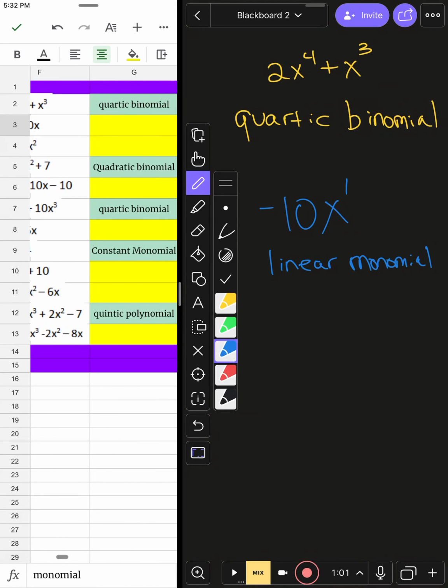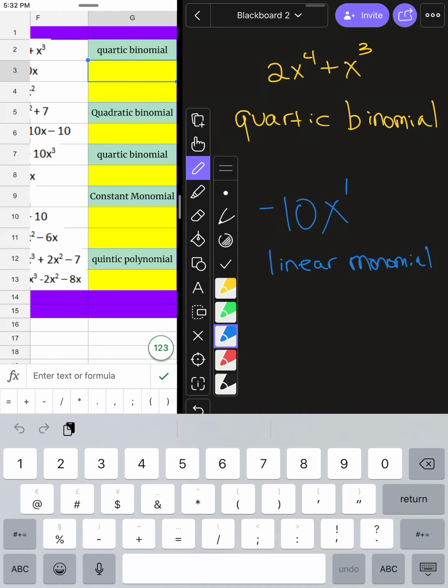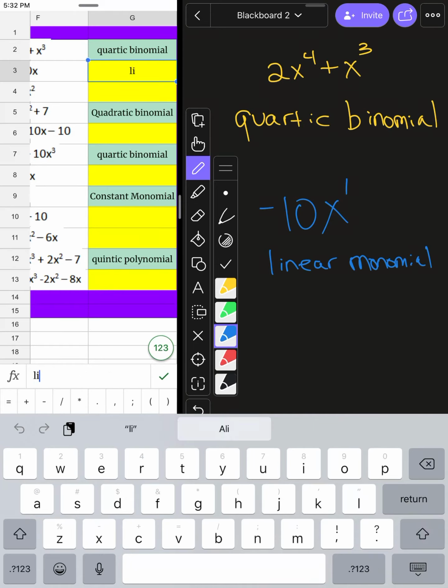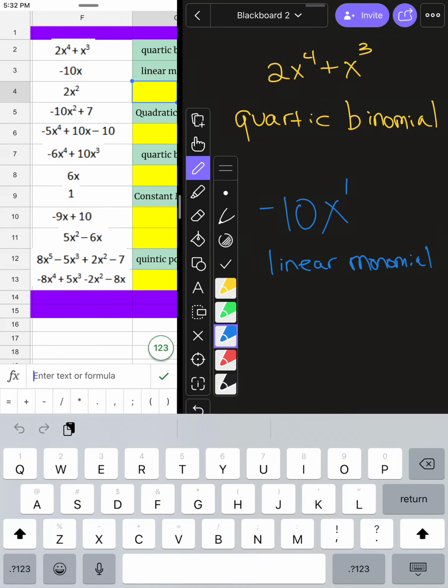And then I go over here and I type that in. I type in linear monomial. And if I get it right, watch what happens. When I click outside of that block, it'll turn green. If I get it right, it turns green. If I don't get it right, it will stay yellow.